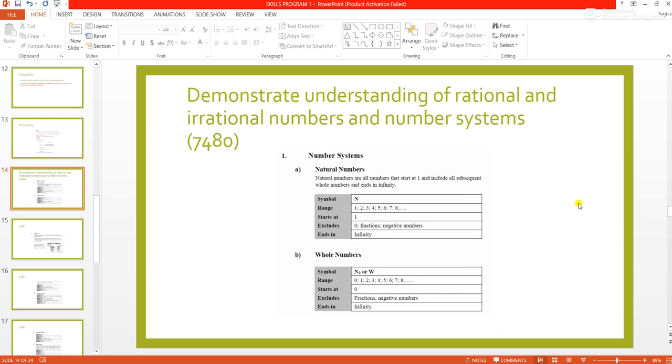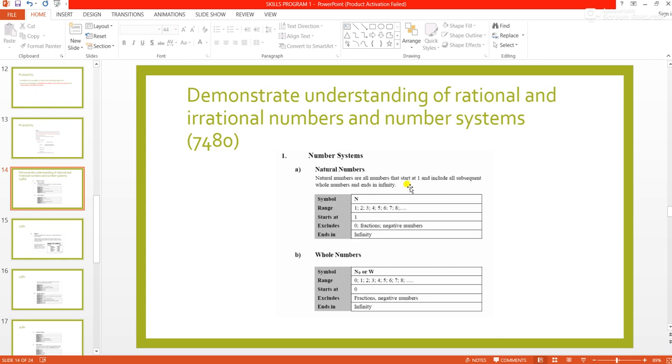So B, we've got whole numbers. Whole numbers are numbers from 0 up until infinity, and it excludes fractions and negative numbers. So this is just a functionality for whole numbers. It starts at 0 up until infinity. So that's the difference between a natural number and a whole number. A whole number starts at 0 and it doesn't end. Infinity means it doesn't end, it continuously goes. And a natural number starts at 1. So that's the main difference between the two.